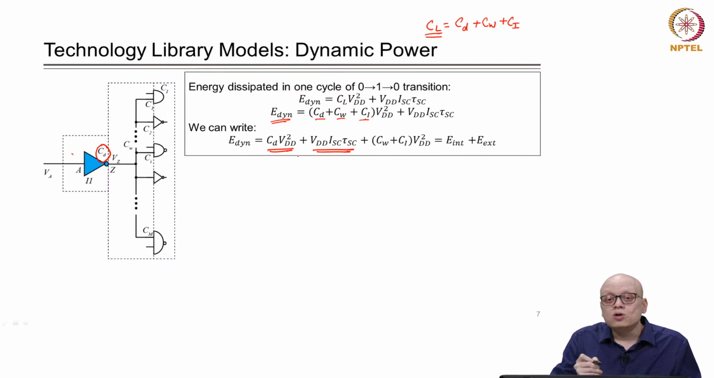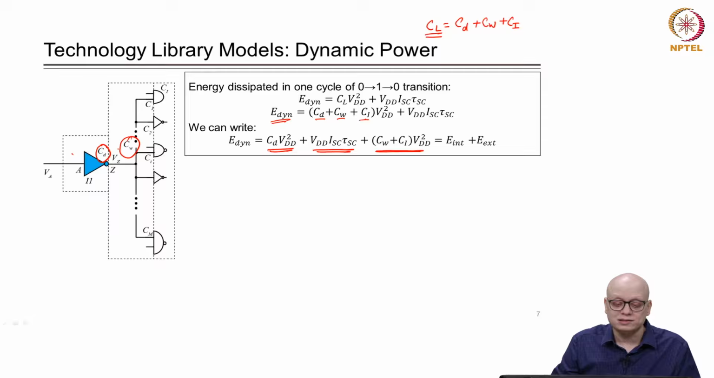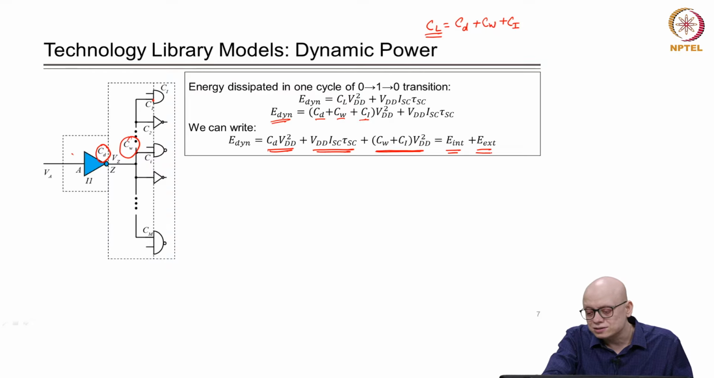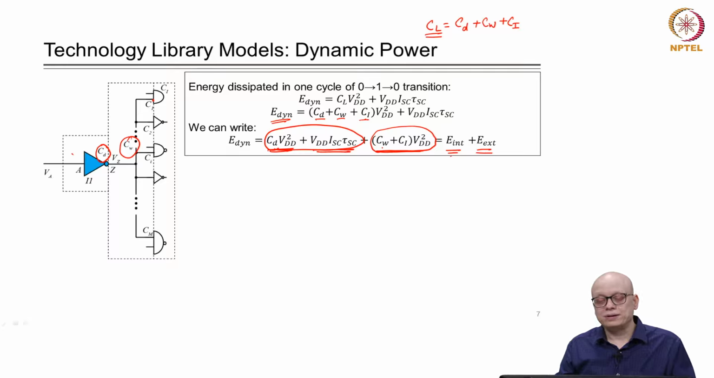So, these two are the component of energy dissipation which is dissipated within the cell, right, and the other component Cw plus Ci, that is in charging this interconnect capacitances and the charging of this pin load C1, C2 to Cm, those are external to the inverter, and we say that it is E. So, we can write E dynamic is E internal plus E external, where E internal are these two components and E external is the third component, right.